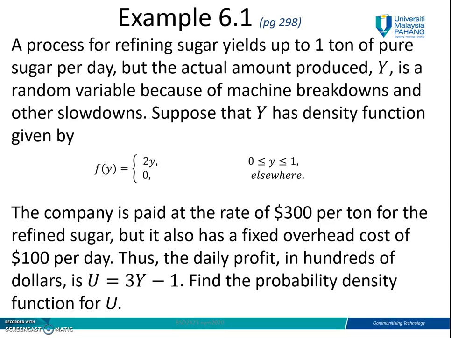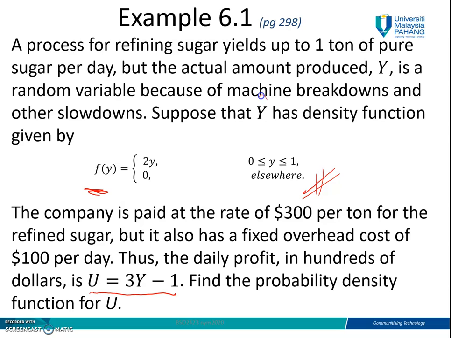Suppose that Y has a density function given by this piecewise function. You can see this is the density function of Y: 2y for Y between 0 and 1. The company is paid at the rate of $300 per ton for the refined sugar, but it also has a fixed overhead cost of $100 per day. Thus the daily profit in $100 is U equals 3Y minus 1. If you look here, this is a function of a random variable.